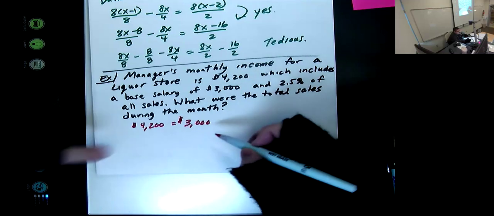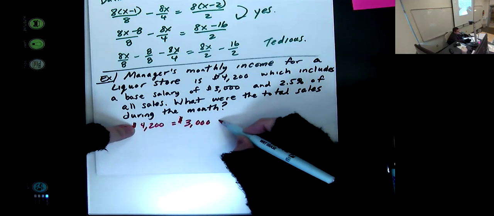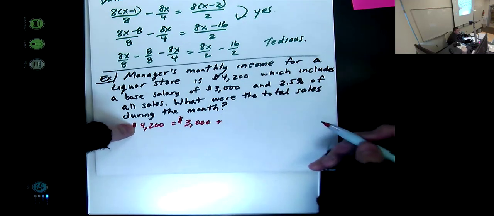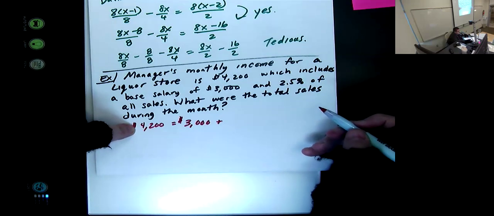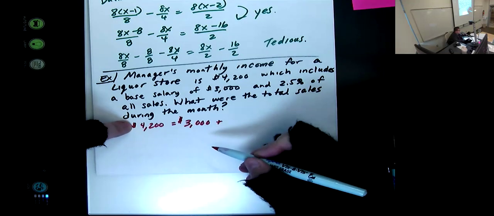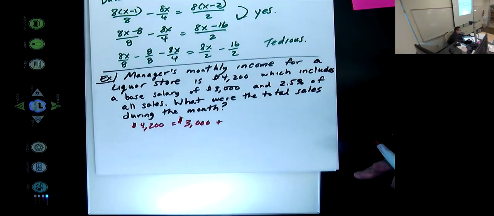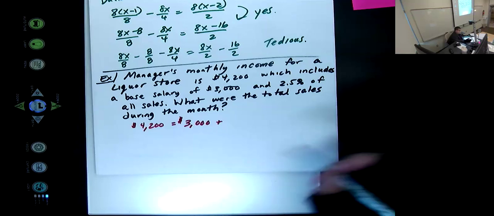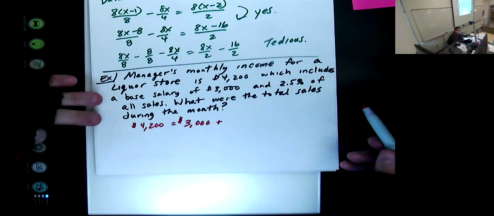But $3,000 isn't enough, so we must be adding something to it, right? Reasonably, without reading the rest of the sentence, something else must be added to $3,000 to get up to $4,200. It just doesn't magically increase. I wish it did. I wish my wallet did that. What is it increasing by?